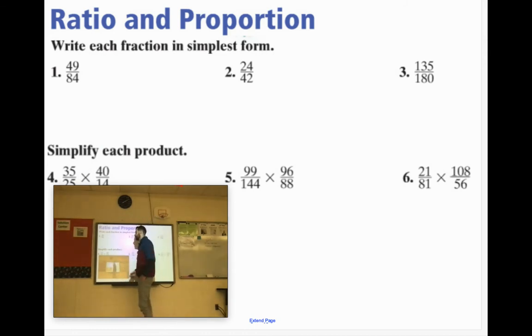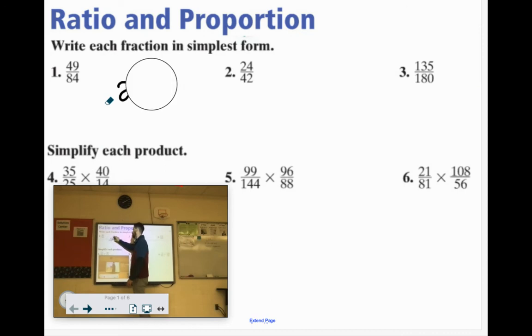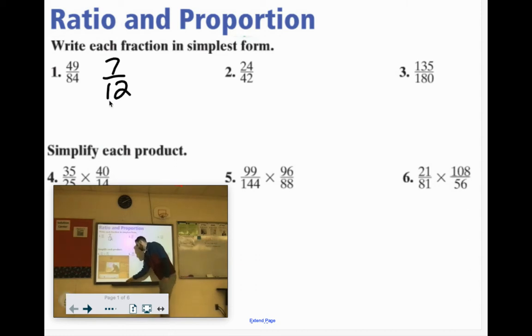So 49 and 84, those are both divisible by 7. 7 goes into 49 7 times. And 7 goes into 84 12 times. So that's 7/12. All right. 24 and 42.